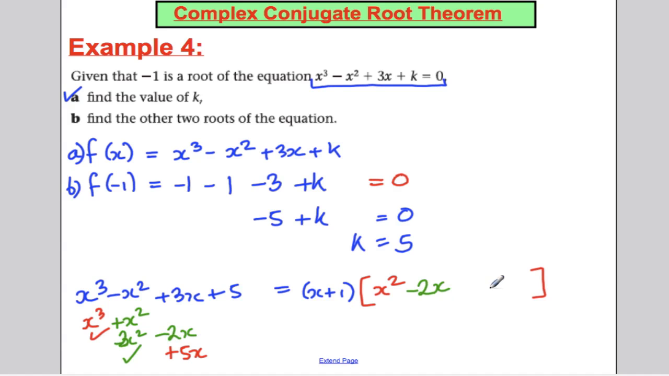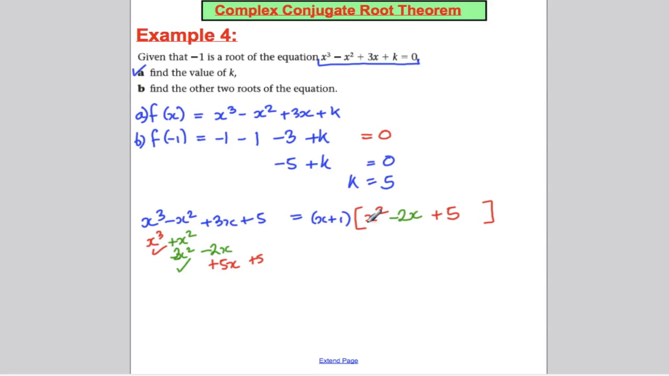What needs going here to multiply by the x to give me that 5x? Well, 5. And I'm done then, because that 5 times that 1 gives me the 5 I'm after, and everything's in order. Now, can I factorise this further? Two numbers that multiply to 5 add to -2? No, because 5's prime.